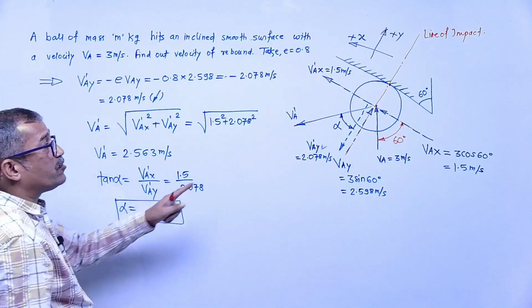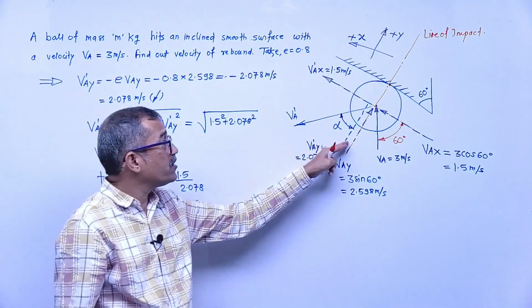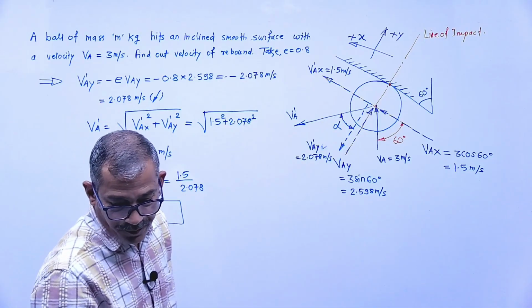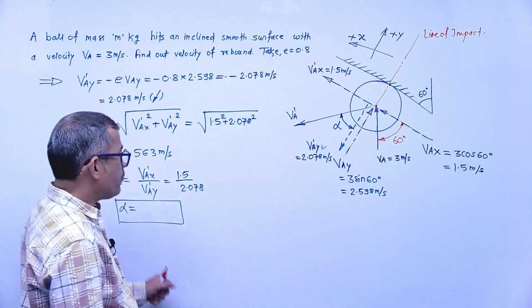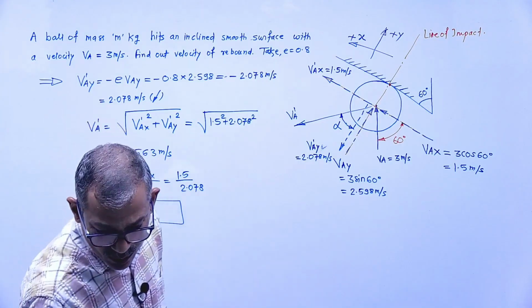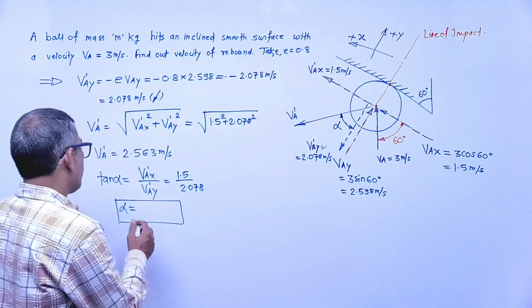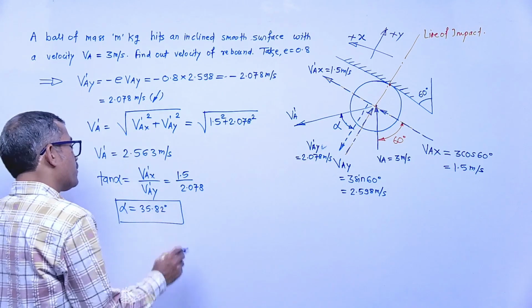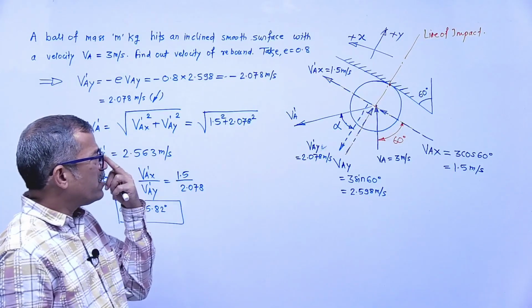But this angle is not with the horizontal or vertical. It is with this y-axis. So this angle comes out to be 35.82. But normally in such problems, you have to find the inclination maybe with the vertical.